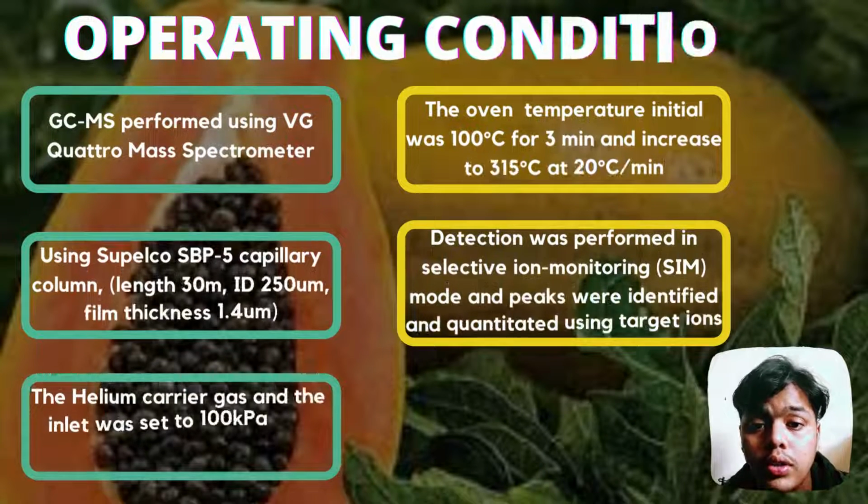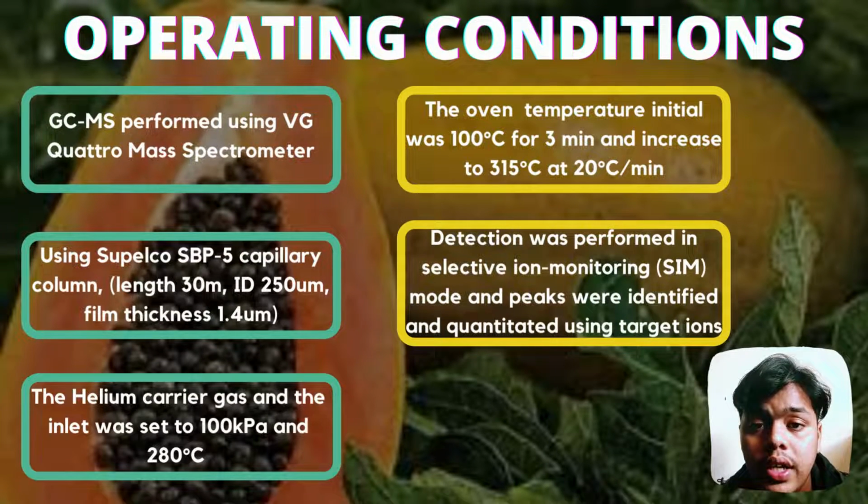Okay, now we're going to the operating conditions. A VG4 spectrometer with a Supelco SPB-5 capillary column was used for the gas chromatographic and mass spectrometry analysis. The column head pressure of the helium carrier gas was set to 100 pressure. The inlet temperature was set at 280 Celsius.